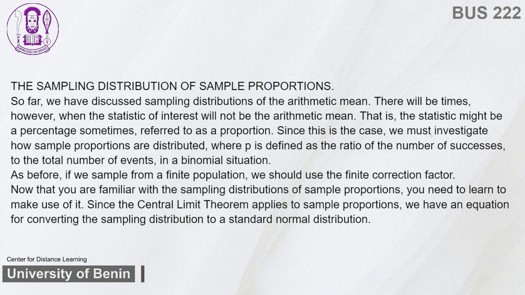That is, the statistic might be a percentage, sometimes referred to as a proportion. Since this is the case, we must investigate how sample proportions are distributed, where p is defined as the ratio of the number of successes to the total number of events in a binomial situation. As before, if we sample from a finite population, we should use the finite correction factor.